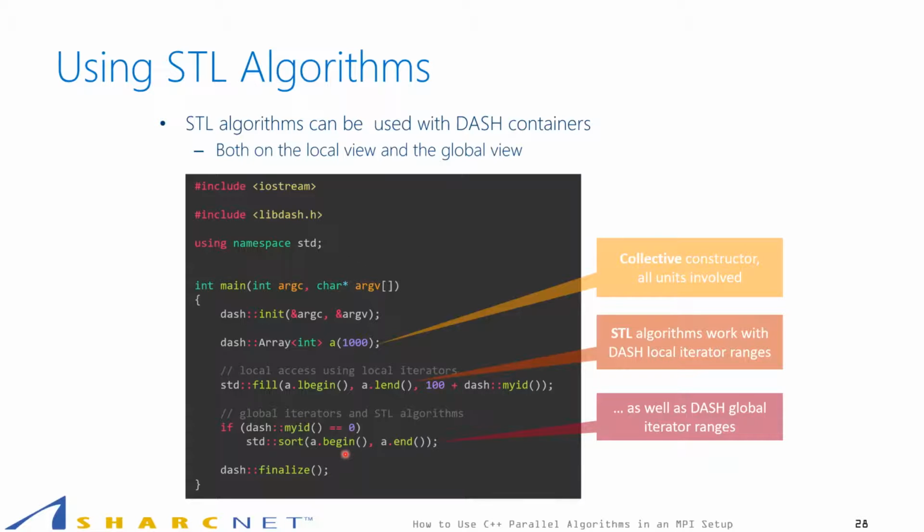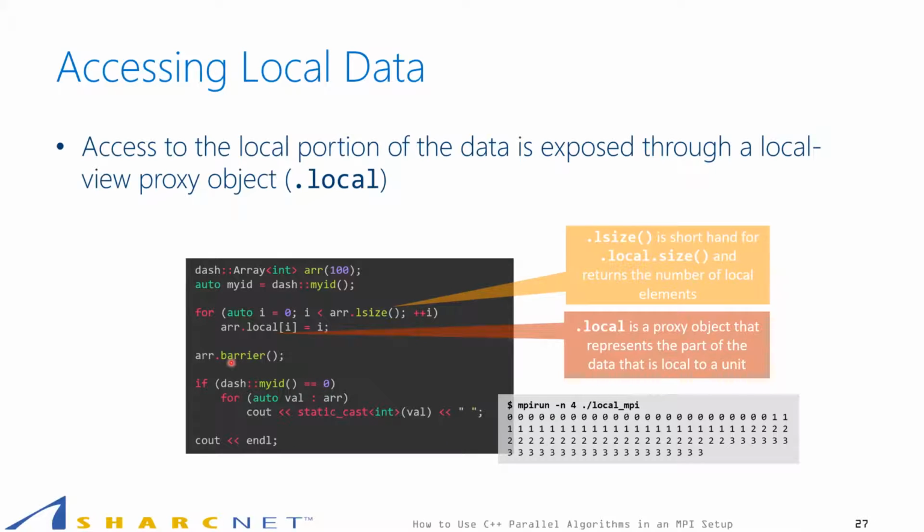So all the standard template library algorithms can be used on Dash containers, but there are some things that you should consider. And when you do that, you always need to do dash finalize at the end. And even in the previous examples, I forgot to mention that you need to sync all the units after doing such a loop like this.